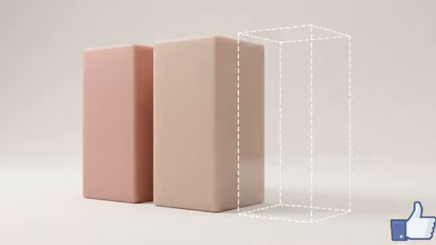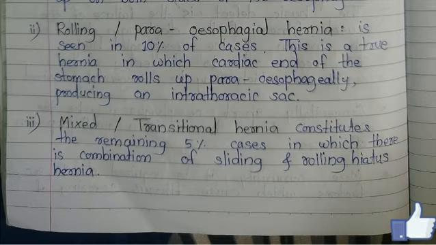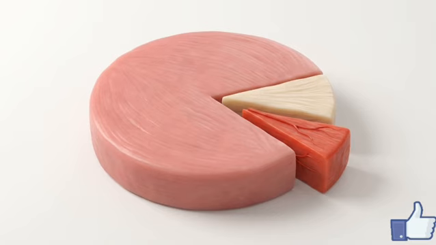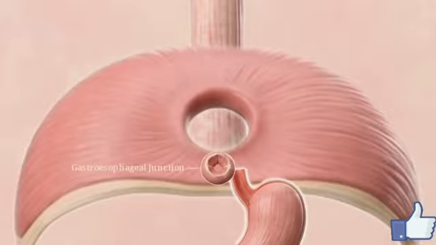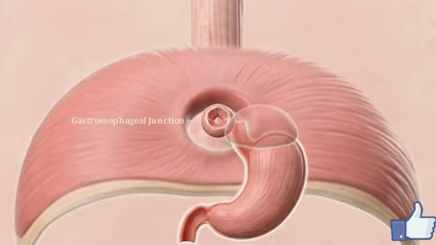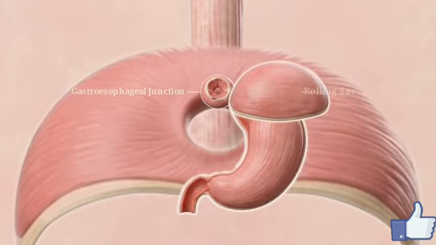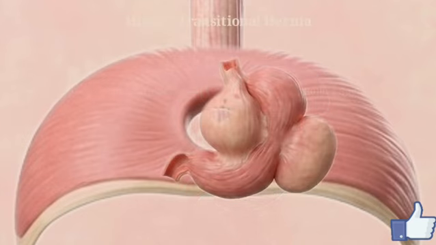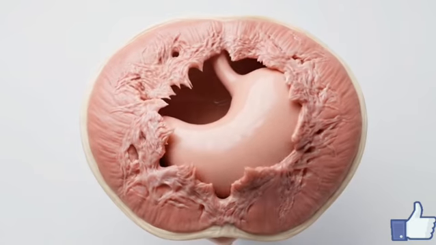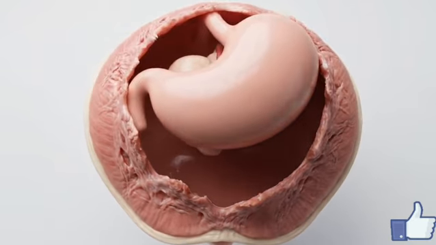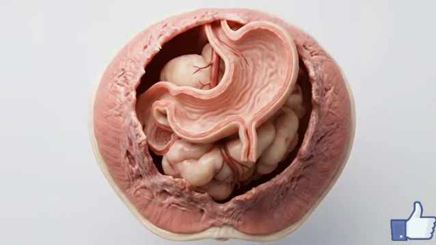There is a final category for cases that do not fit into the standard sliding or rolling classifications. This is the mixed or transitional hernia. It represents the final 5% of diagnosed hiatal failures. This represents a compound anatomical failure, where the patient experiences both the upward sliding of the junction and the parallel rolling of a sac simultaneously. Severe degradation of the hiatal ring can lead to the simultaneous expression of multiple hernia mechanisms, increasing clinical severity.